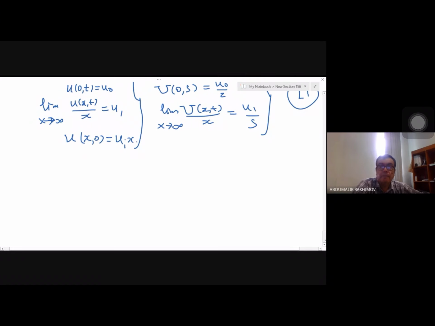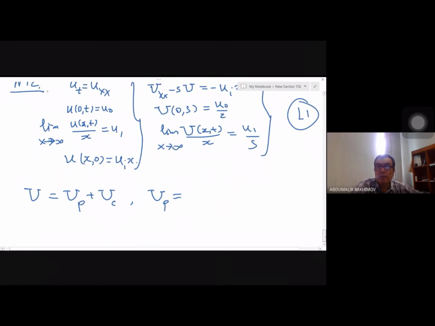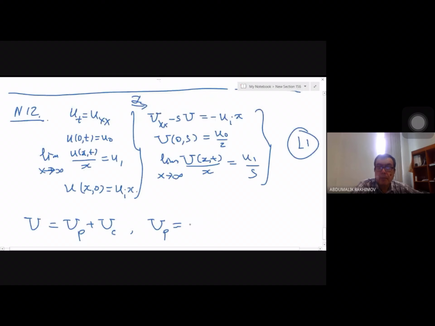exercise. So the solution we need: u is equal to up plus uc. So what will be up for this? If you find up for this, it will be u1 times x over s. So why is it a solution of this equation? It's a particular solution. Why is it a solution?